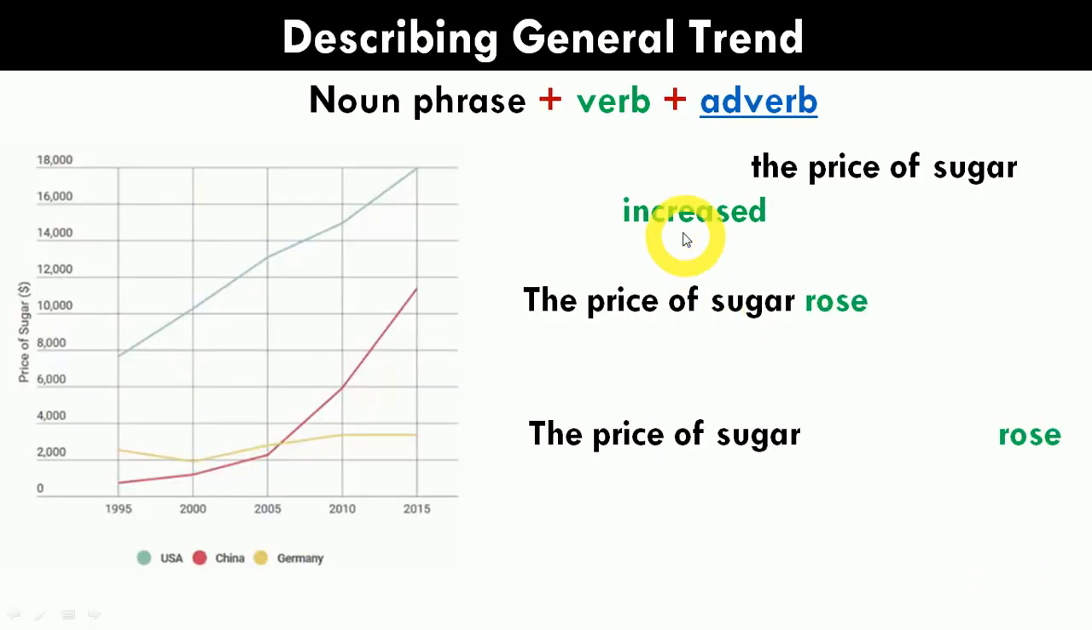Fine. So what I have done, guys, the price of sugar increased, because the data, if you observe the x-axis, we have to use past tense. So here what I have used? Increased. Here I have used rose, and here also I have used rose. In case I want to use go up from the previous list, I have to change it to went up. Fine. Now I have to put an adverb.